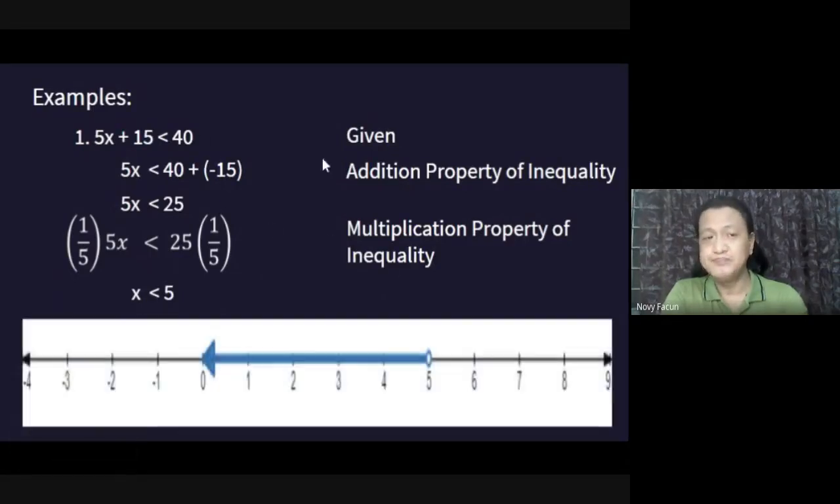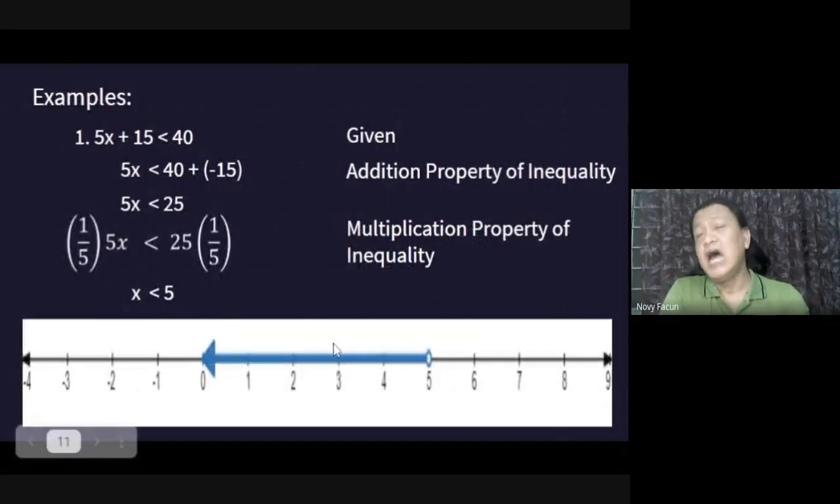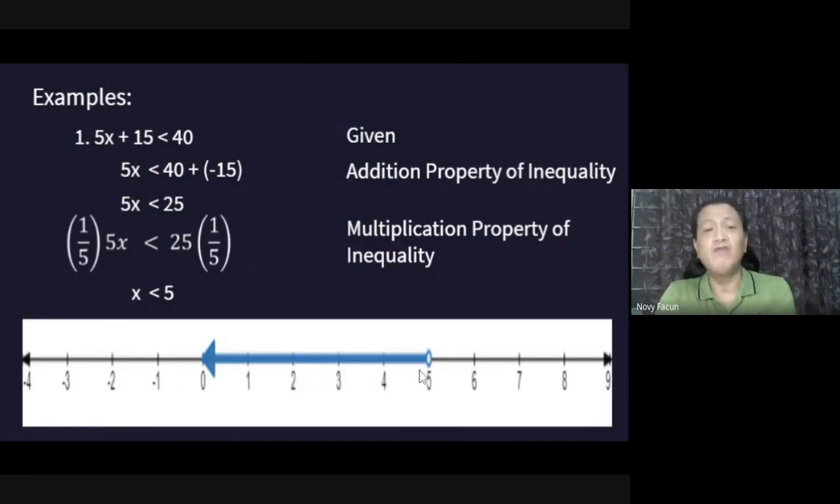Meaning to say, lahat ng values natin dito 4, 5, pababa. Ibig sabihin nito, x less than 5, meaning to say, not included yung 5 natin. Kaya, kung mapapansin ninyo sa graph natin, you have to plot a number line, then you have to shade the part of the 5 less than or less than 5. So, meaning to say, 4, 3, 2, 1, 0, including the negative.